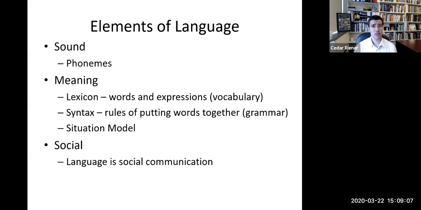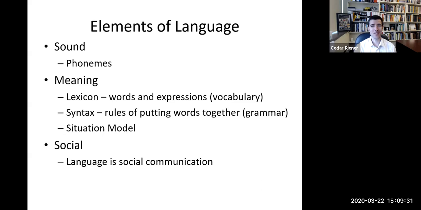Finally, language is very social. We are social critters. I've said this before, I'll say it again. Humans are social critters, and we're going to talk about some of the social elements of language, that when we're making speech sounds, when we're communicating by language, we are thinking socially about who we're communicating to.